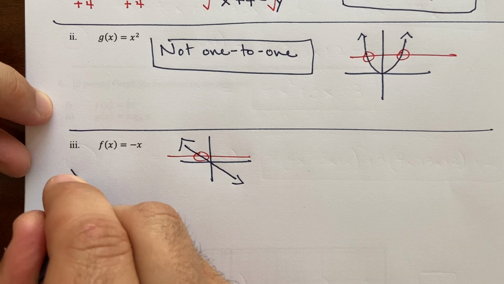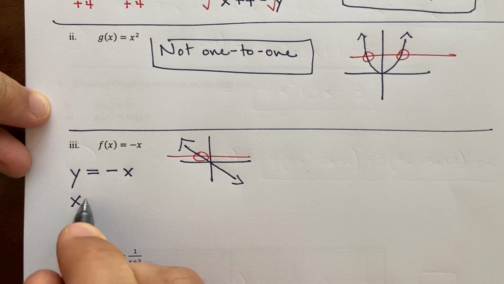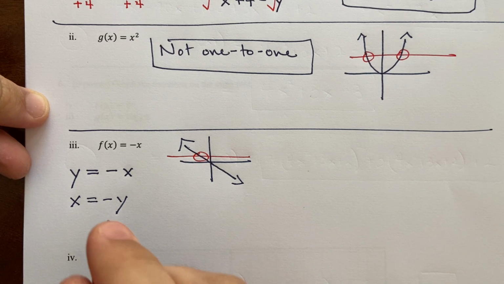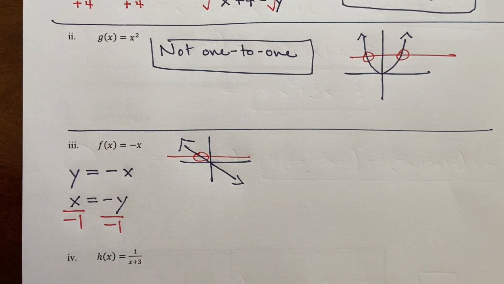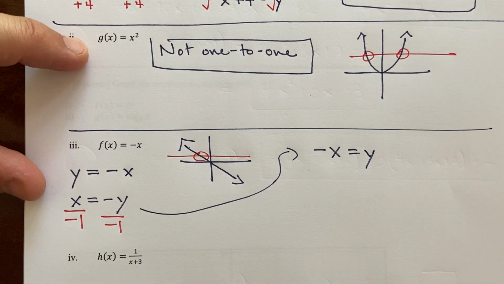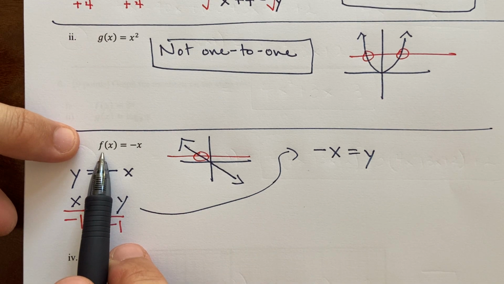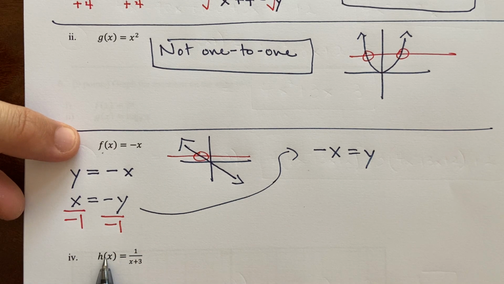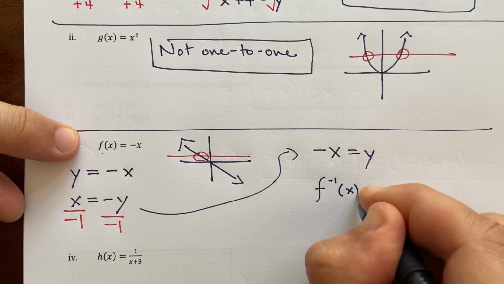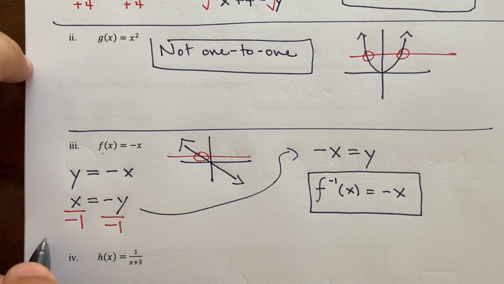So step 1 is to rewrite this as y equals -x. Step 2 is to literally switch them. Step 3 is to solve for y. So we get -x equals y. And then the last step is to rewrite this as f inverse. That's only if this original function is f. On the next one, if we have an inverse, I'll call it h inverse. So I'd have f inverse of x equals -x. So it's actually its own inverse, ironically.